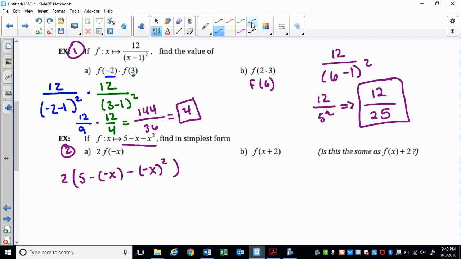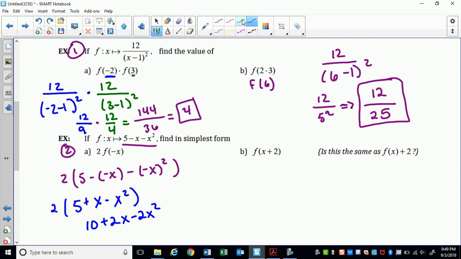It's only going to change some of it, not all of it. So I still have a 2, and then 5 minus a negative x is plus x. And then negative x squared is positive x, but I still have a minus out here, so I have to bring this minus down, and then x squared. That's it. And you can distribute your 2. I would distribute it. 2 times 5 is 10 plus 2x minus 2x squared. Okay? This is going to be your function.